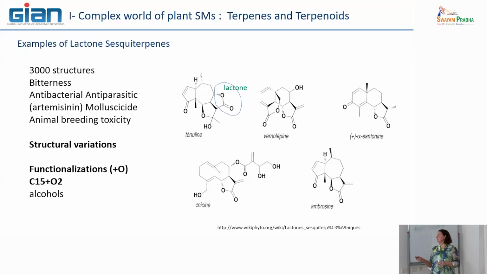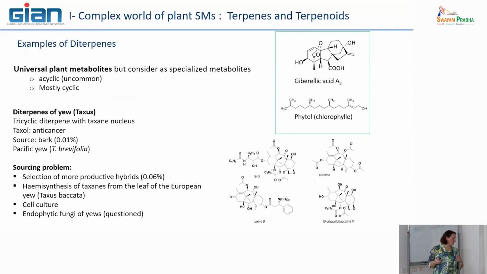Diterpenes. Diterpenes start to have bigger molecules, okay? Diterpenes mean 20 carbons. And the most known is chlorophyll. You know this, every one of you. It's one of the more important ones. And also some phytohormones such as gibberellin are part of this group of diterpenes.